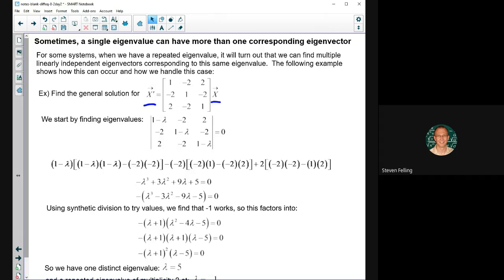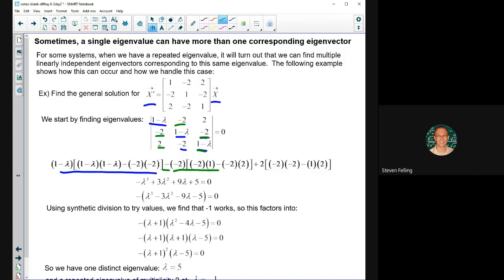We start by finding the eigenvalues for the system by subtracting lambda from the main diagonal of the coefficient matrix. Then we carefully solve this determinant equals 0. We have this times the determinant of this times this minus this times this. Then we have the negative of this value times the determinant of this times this minus this times this. And then we also have this last one out here: 2 times the determinant of this times this minus this times this.